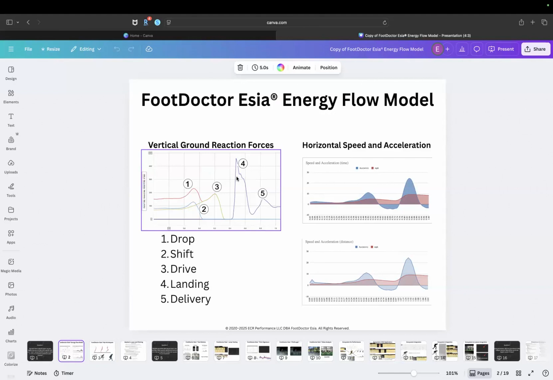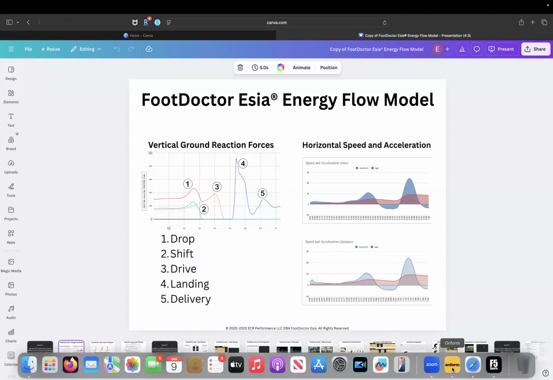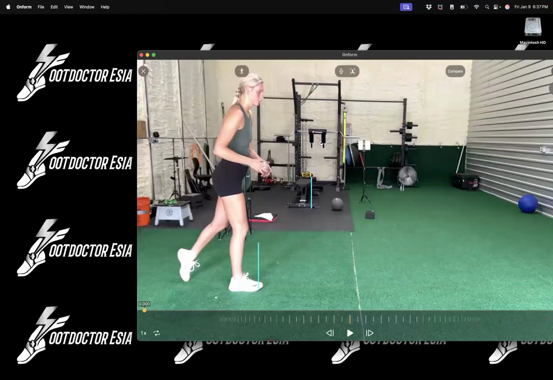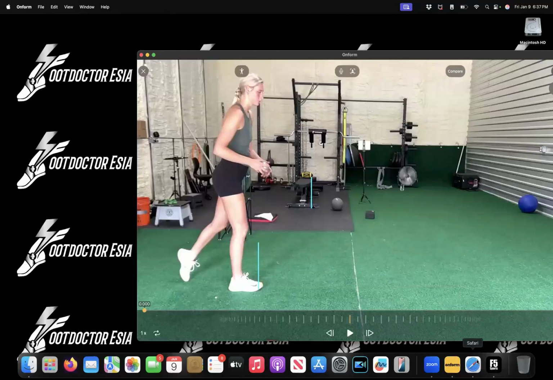The way we want to understand these 5 pieces is that number 1 is the drop. Number 2 is the shift. Number 3 is the drive. 4 is the landing. 5 is the delivery. To give you a general sense of how we view that in a pitching motion: force plates are essentially just things that are underneath an athlete when they're moving. The force plates give you spikes in readings of when an athlete does certain things.